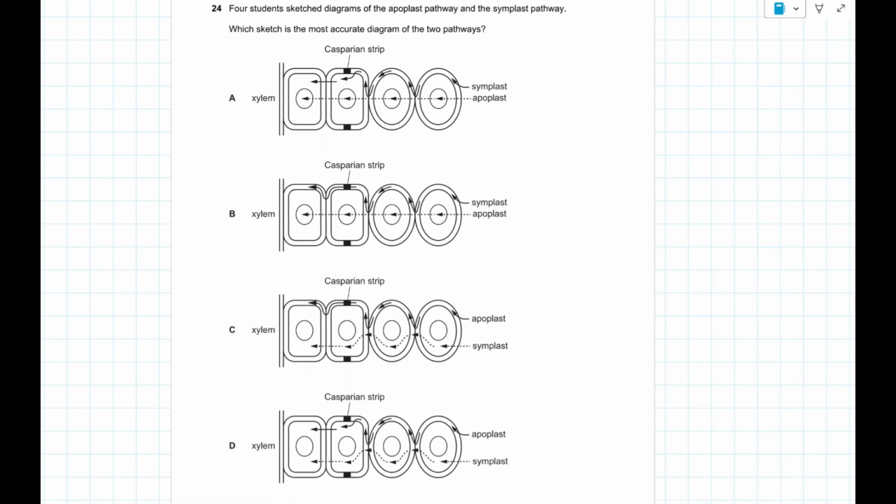Question number 24. 4 students sketch diagrams of the apoplast pathway and the symplast pathway. Which sketch is the most accurate diagram of the 2 pathways? So first of all, regarding the apoplastic pathway, it's the movement of water outside the cell through these cell walls. So the water doesn't actually enter the cell, and it's a passive process.